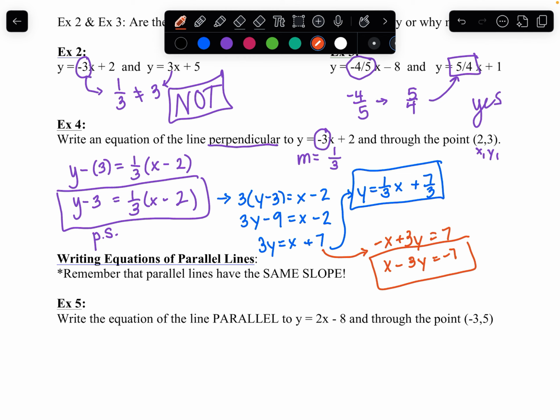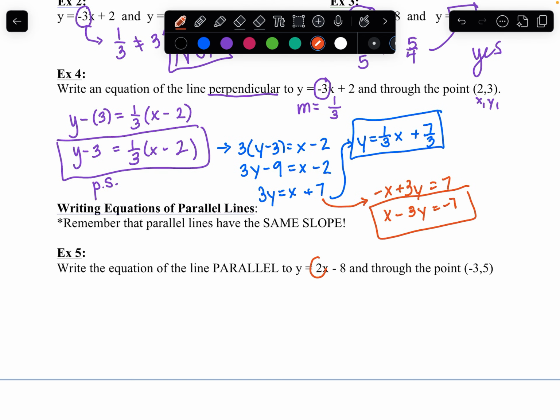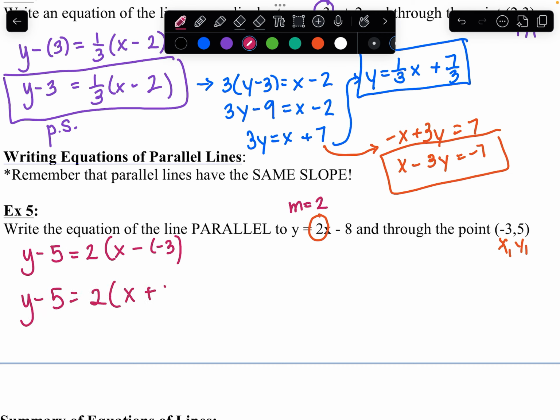And then we're just going to review. So parallel lines have the same slope. So in this case, we have our slope, we have our point, x sub 1, y sub 1. We're just going to plug it into our formula, which is y minus y sub 1 equals our slope. Parallel is the same slope, x minus x sub 1. And so we would get y minus 5 equals 2 times x plus 3. So that's our point slope form.